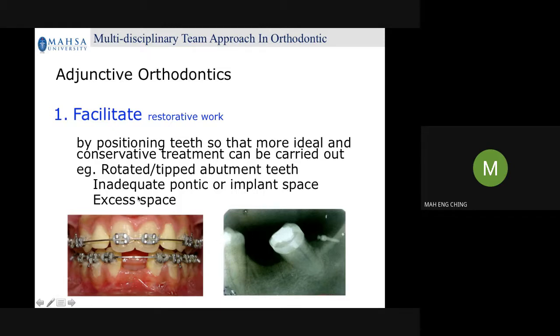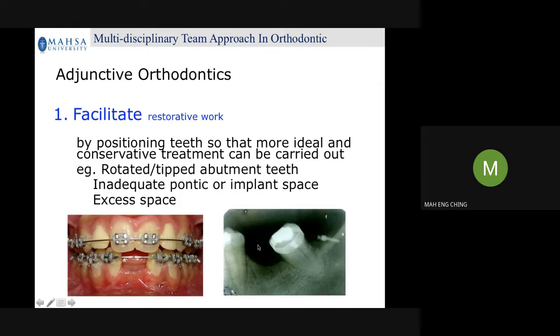Inadequate pontic or implant space, or excess space. Sometimes the space is not ideal. It can be too big or too small. So you need braces to close it, or you open up the space so the space is ideal for the restorations. For example, in this picture, for the lower incisor, you need two incisors' space to restore it. So you need braces to redistribute the space to the ideal before you do the restorative work.